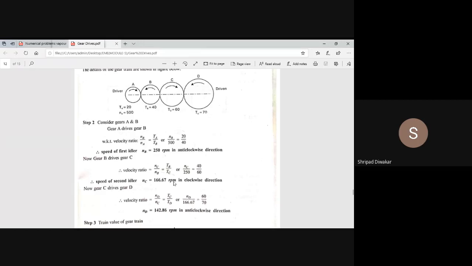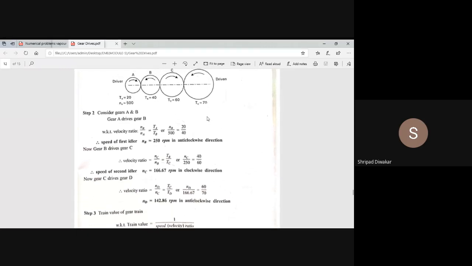You observe that the speed is gradually decreasing as the number of teeth is increasing. You remember? As the number of teeth gets more, the speed will be less. Starting we have 500 RPM, next we got 250 RPM, next we got 166 RPM, and finally we'll get the least RPM for the fourth gear, that is your driven gear.